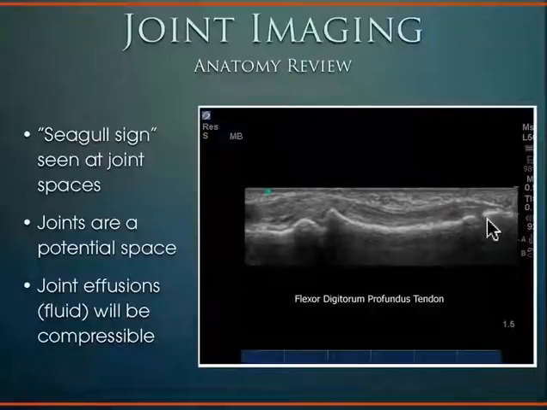The ultrasound does have its limitations in terms of penetrating into the joint. Obviously, there's bony tissue surrounding that joint space, and so you're going to get that shadowing deep to the joint space. So there's going to be some limitations in terms of imaging, but you will be able to see the joint capsule, fluid that's in the joint, fluid distension, and I'll show a couple images of that later.